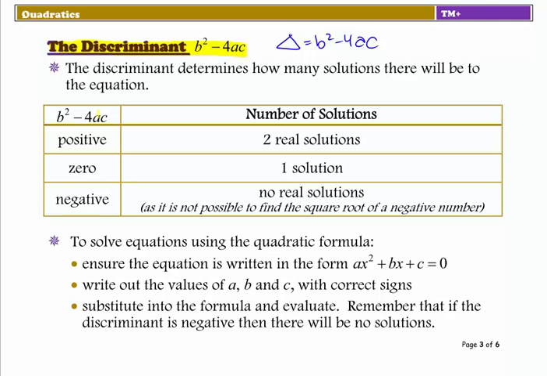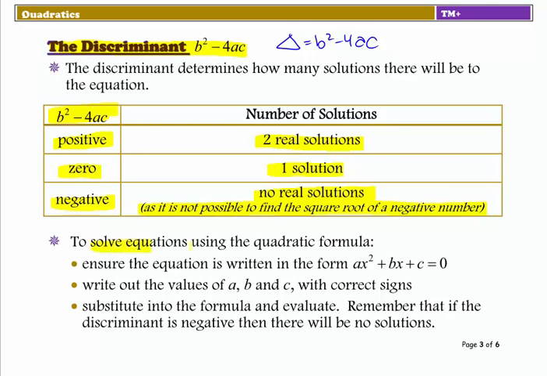If b squared minus 4ac is positive, then we're going to have 2 real solutions. If b squared minus 4ac is 0, then we're only going to have 1 solution. If the discriminant is negative, there are going to be no real solutions. And that's because it's not possible to find the square root of a negative number.